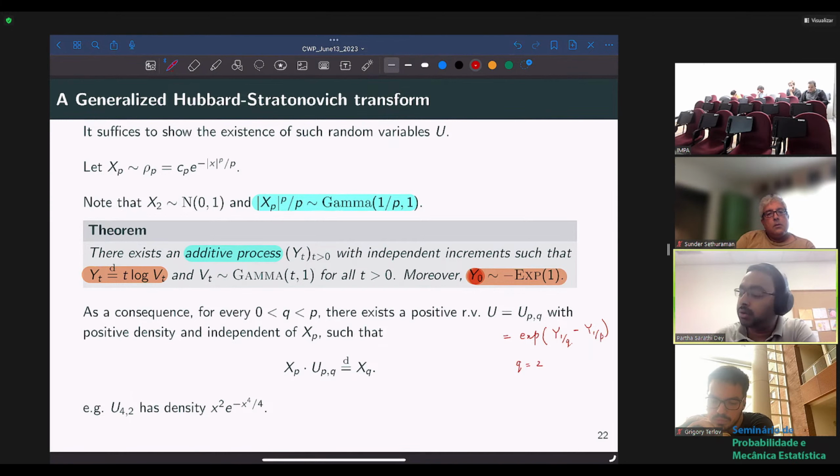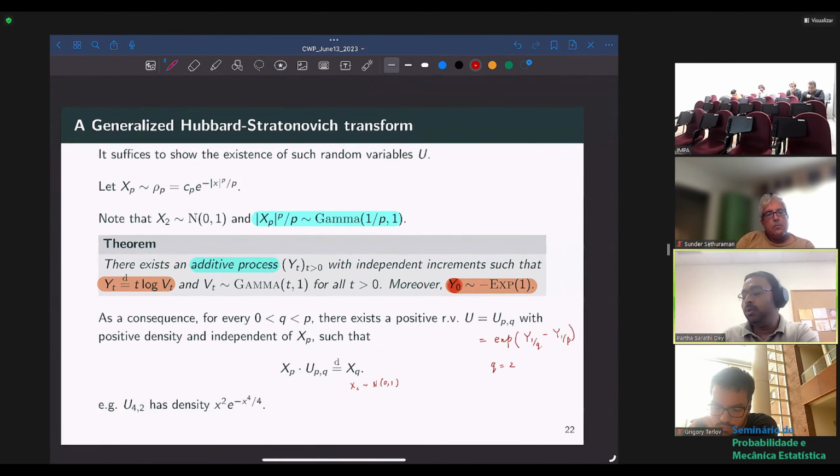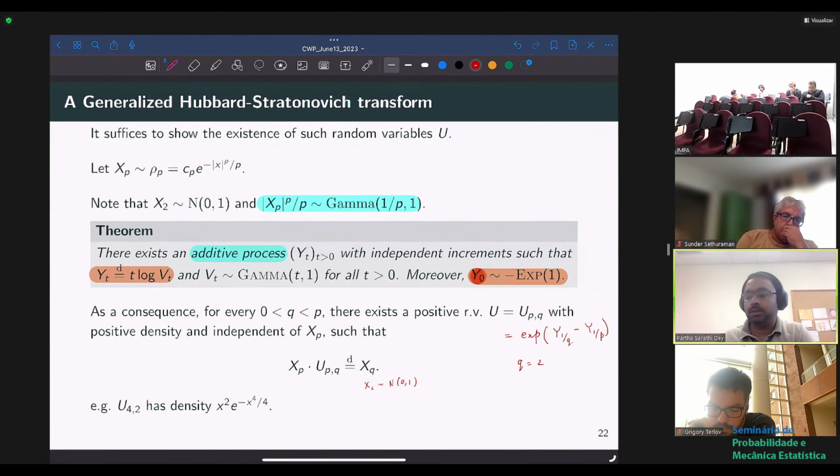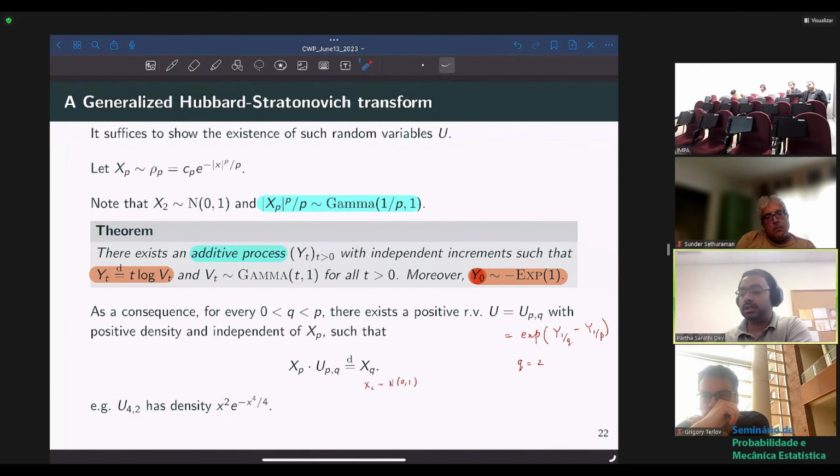Because if we take q equal to 2, x2 is nothing but Gaussian, and if p is bigger than 2, this will actually give us the corresponding result. Now, in general, u does not have an explicit description. It exists. It's an existential proof. We have it using some limiting behavior. But in some cases, one can compute the density. There is one such case, when p is equal to 4. So for u42, one can compute the density, but in the other cases, there is no such density. So it actually shows the existence of this model.